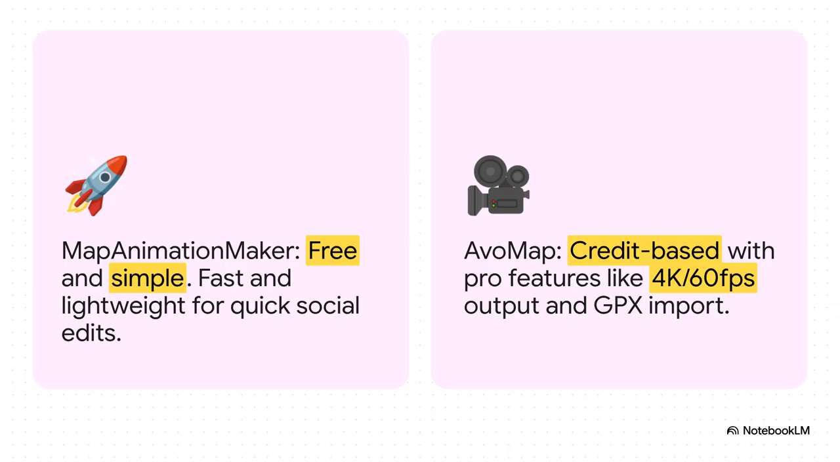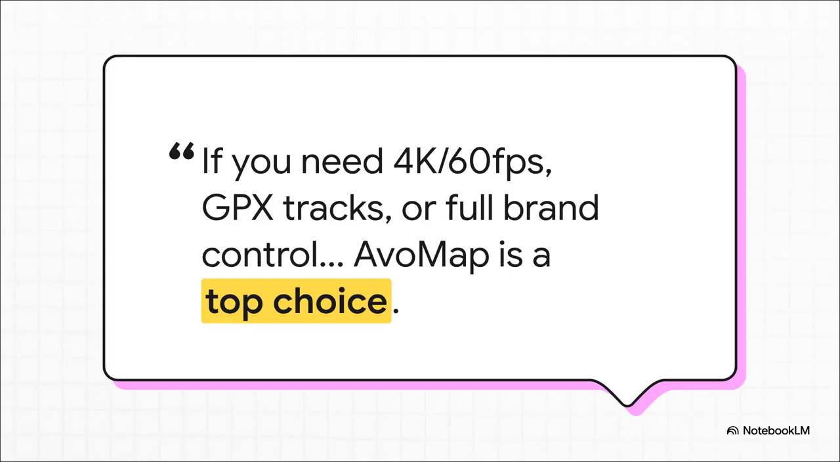So this really lays out the choice for you. Map Animation Maker is for when you need something fast, free, and simple for social. AvoMap is what you grab when you need those high-end pro features. And hey, let's be fair. If your project absolutely needs that top-tier quality, or you're doing client work that requires specific branding, then AvoMap is probably going to be the better tool for that particular job. It's all about picking the right tool.